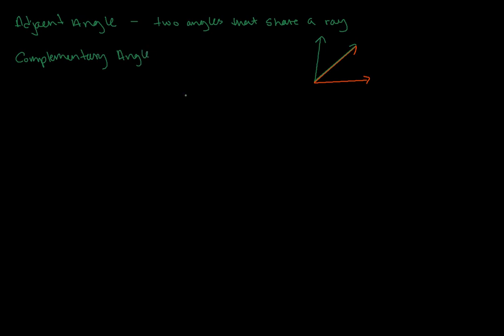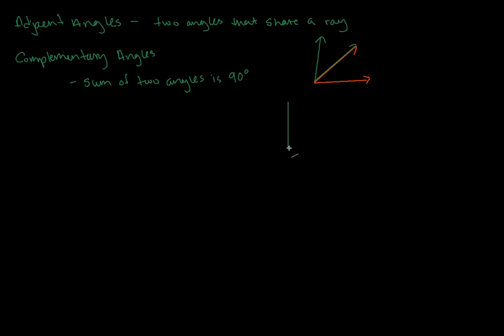Okay, adjacent angles and complementary angles. Complementary angles are always 90 degrees. Okay, so they're the sum of two angles has to be 90 degrees. So if you want the angles to be complementary, they have to have a sum of 90. So for example, if we want two angles that make 90 degrees, right?